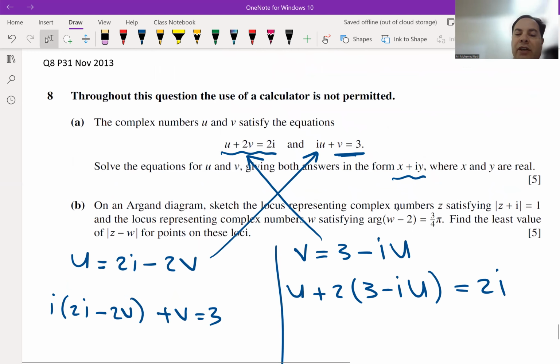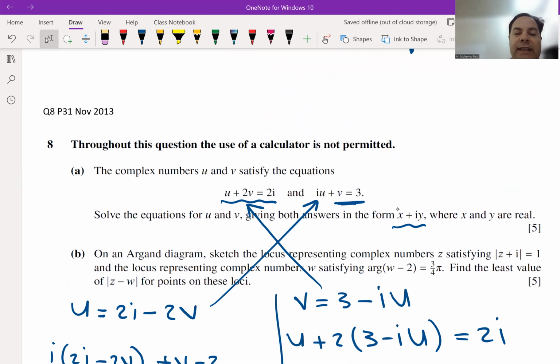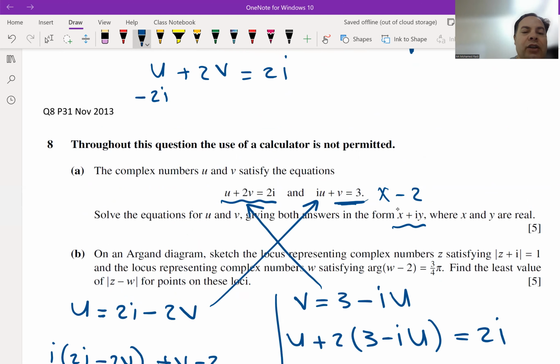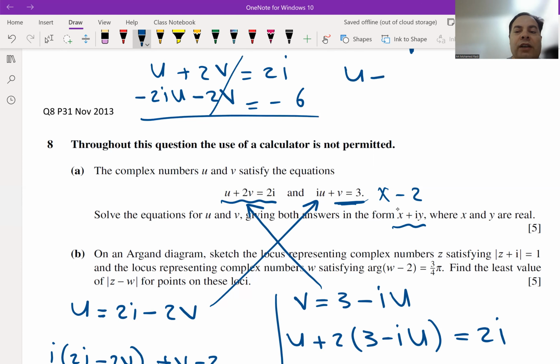You can also use the elimination method. How do we eliminate v? Keep the first equation, u plus 2v is equal to i. Multiply the other equation by minus 2, which gives minus 2iu, minus 2v, and negative 6. Then if you add, you will eliminate v. You get the equation u minus 2iu is equal to i minus 6.